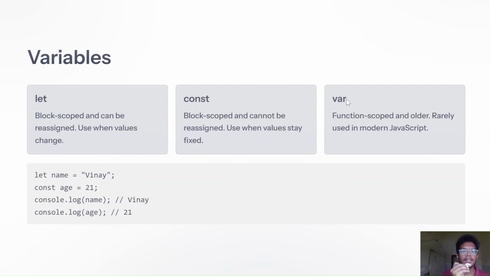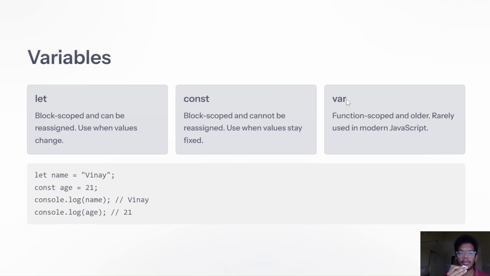So starting, we are discussing variables. Actually, in JavaScript, we have three types of variables. They are let, const, and var. Let is block scoped and can be reassigned.